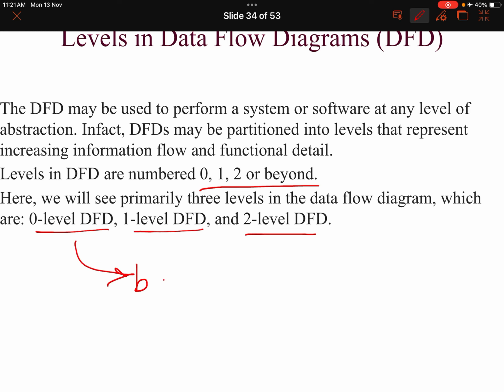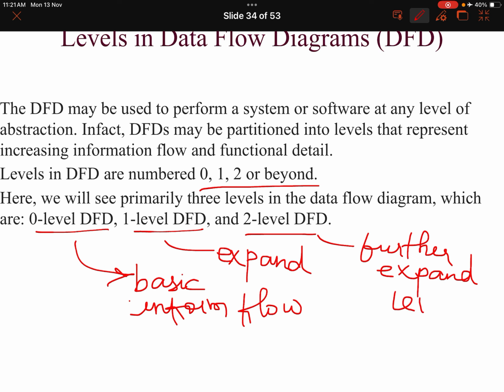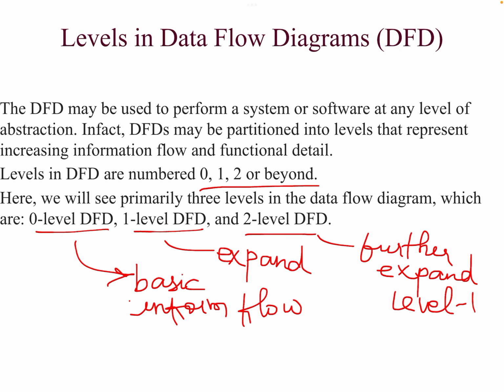In a level 0 DFD, you will have just the basic information flow. In level 1, you will have an expanded version. So you will expand the level 0 DFD, and in level 2 you will further expand it. Further expanding level 1, you get the level 2 DFD. So information and functional details will be expanded.